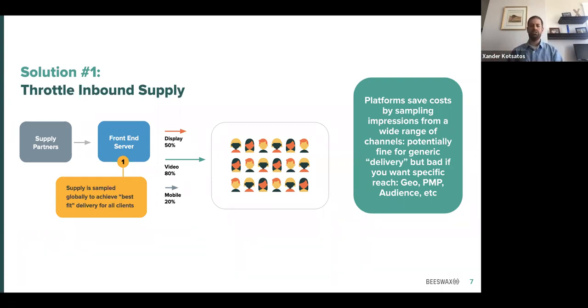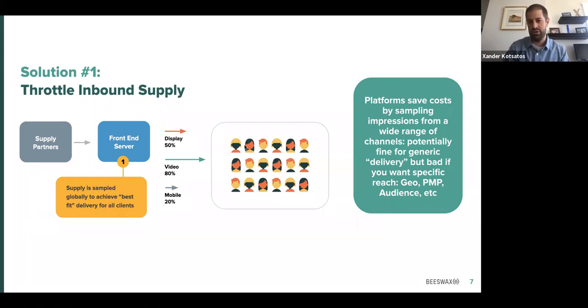And if you're a customer who broadly has some goals in here, you might not be that affected by it. But if you're a specific customer who wants to reach a specific geo or a private marketplace or a programmatic guarantee or an audience or a retargeting pixel, et cetera, you are going to have your audience sampled, right? So this platform might turn up a lot of these numbers in December, but when things come back in January, they have to control costs on their end.